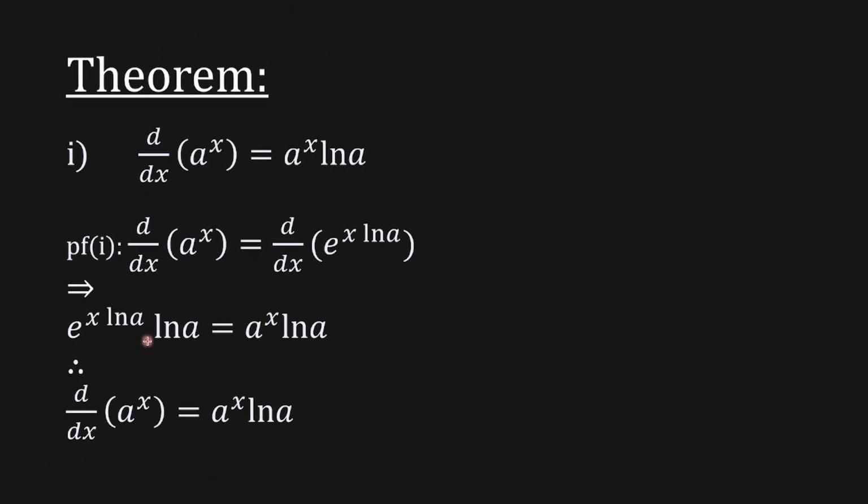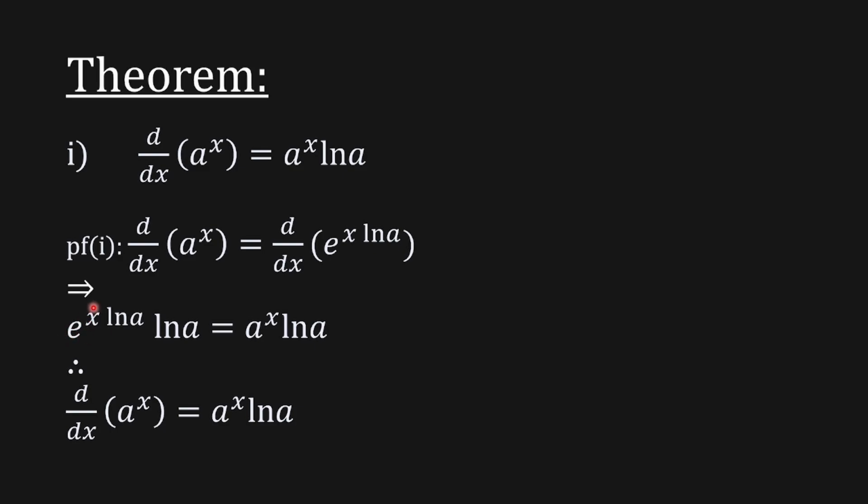Alright, theorem. The derivative of base a to the power of x is equal to a to the power of x times ln a. Proof on the same page. The derivative of a to the x is equal to the derivative of e to the x ln a. Again, you can bring x to the exponent of a and cancel out because they're inverse functions, giving you a to the x, so we know this equality holds true.